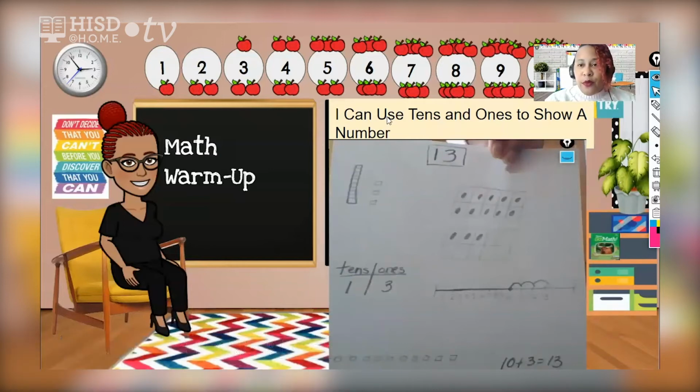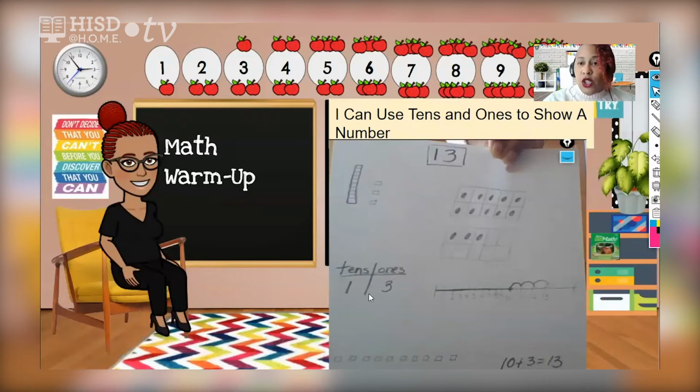Look at my picture. For the number 13, I use 1 ten and 3 ones. Let's count it and see if that's correct. 10, 11, 12, 13. Yes, 1 ten and 3 ones is 13. Then I used the 10 frame. It took 2 10 frames. One of the frames was filled completely to model 10, 1, 2, 3, 4, 5, 6, 7, 8, 9, 10, and the other frame only had 3. 10, 11, 12, 13.